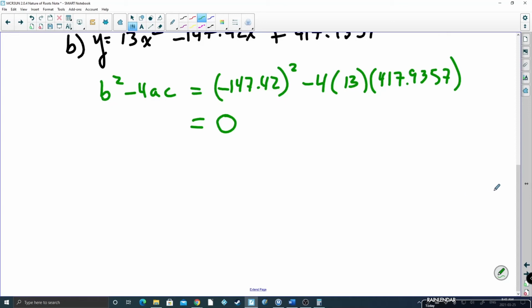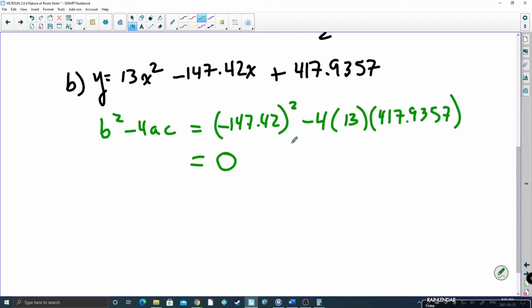If you end up with a 0, what does that mean for how many roots you're going to have? Well, it means you're only going to have one root. Your parabola is touching the x-axis at the vertex. Now, how can we know that?